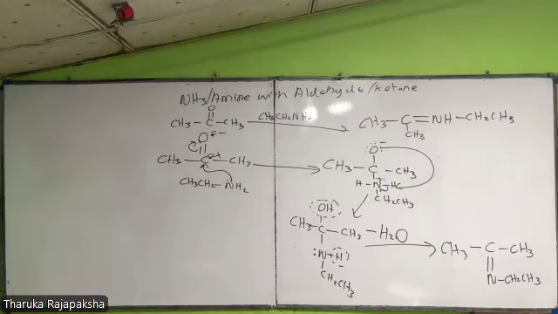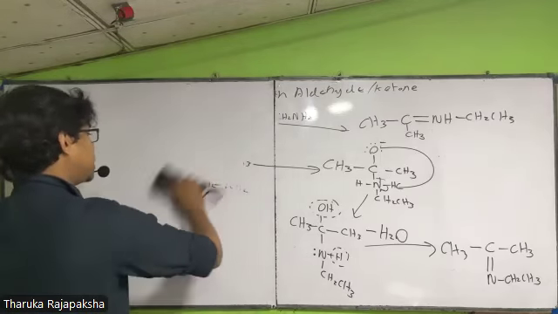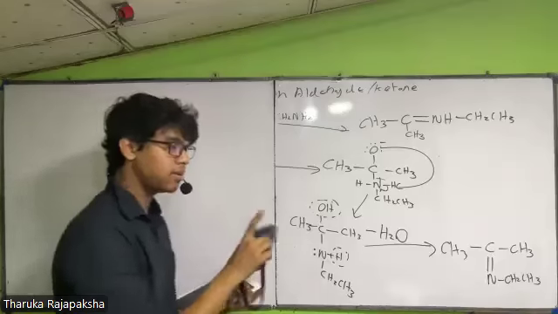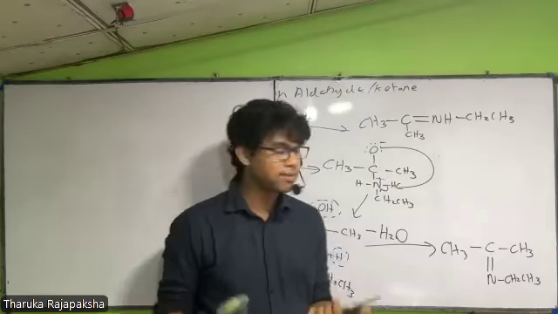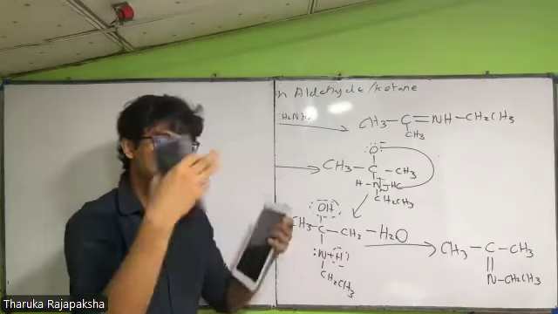2,4-DNP with ketone. Guys, this is similar to this one. That mechanism is similar to this one. The only thing is, instead of the CH3, CH2, CH2, CH3 part, there is something else.